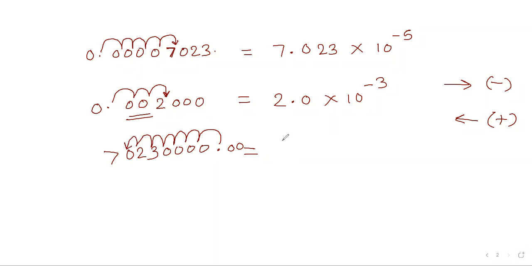So what should I write? Tell me. 7.023 multiplied by 10 raised to 7. Exactly, because we have shifted the decimal point 7 places. Now you tell me.